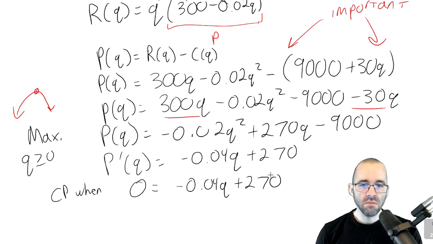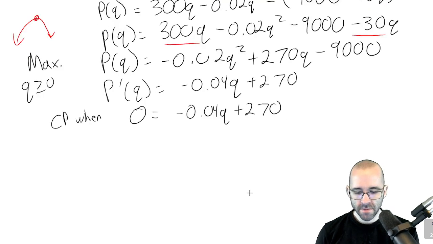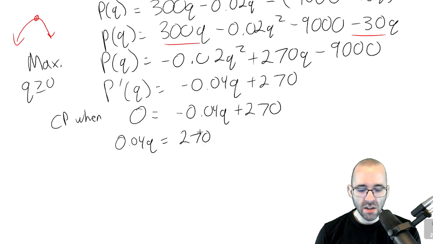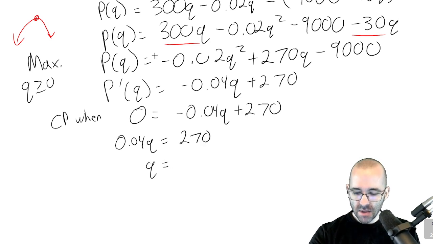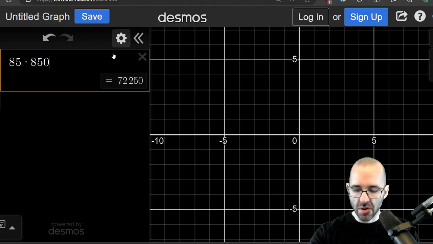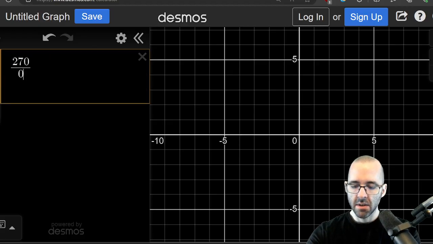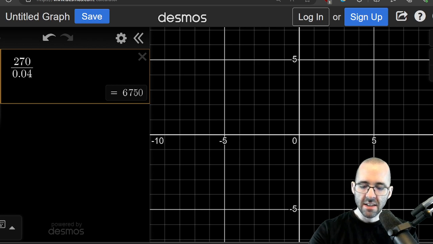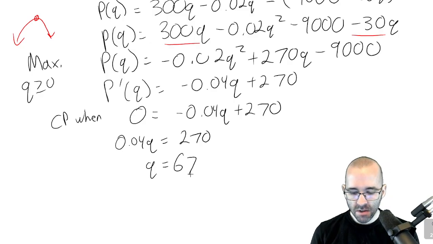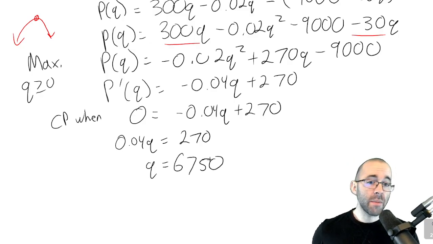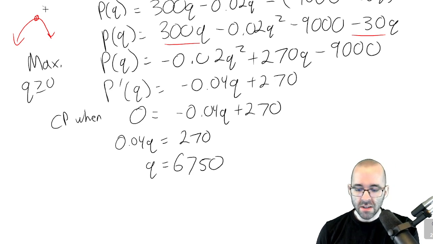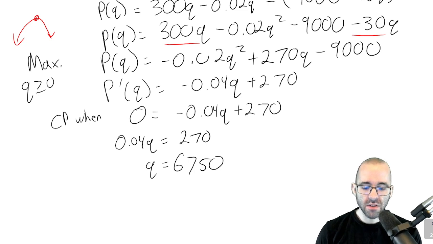Just a linear equation. We can solve that without too much trouble. 0.04Q is 270. Divide by 0.04 to get your answer. 270 divided by 0.04 is 6750. And remember, that's how many we would be selling in a year. We already know that's a maximum because we know how profit functions and quadratics work.